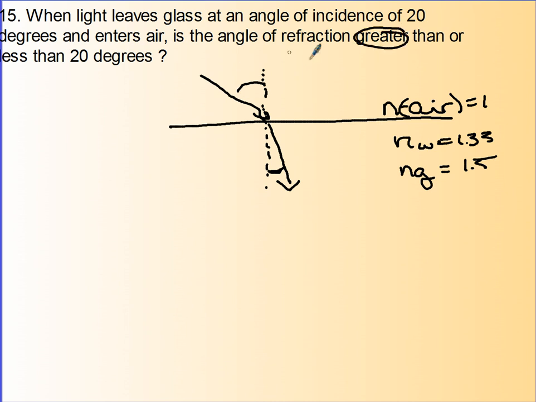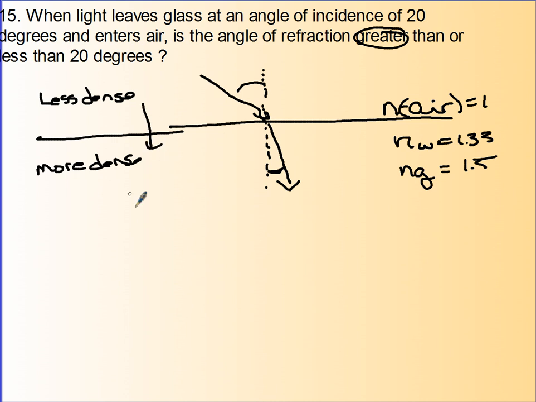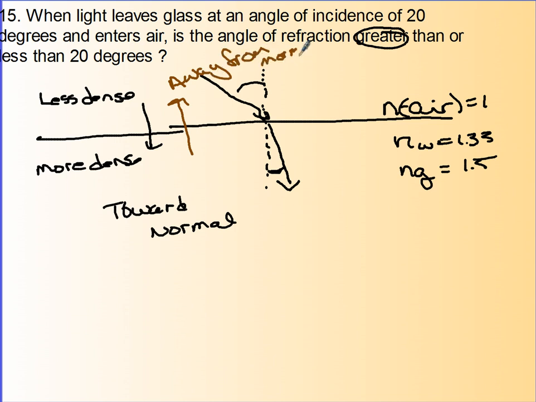All right. When going from less dense material to more dense, when going from less dense to more dense, it bends toward normal. When going from more dense to less dense, it goes away from normal. Now up here, the speed is faster, and this one is slower speed.